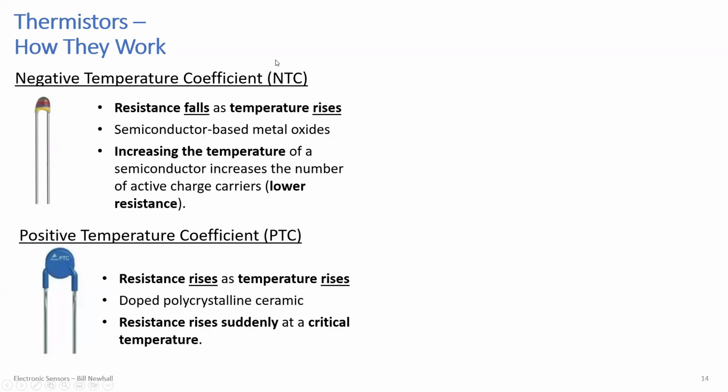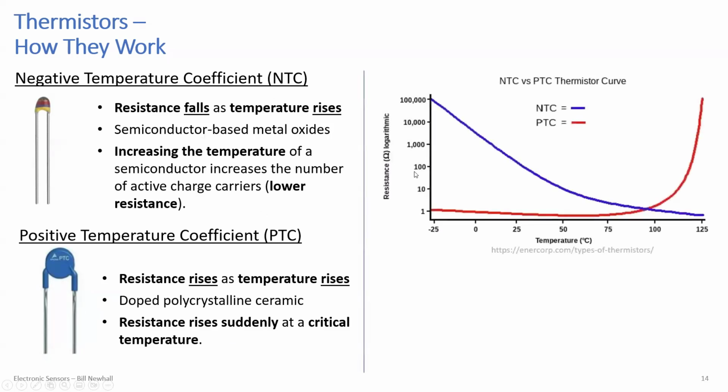So if we plot these two, the NTC and PTC, on a plot that shows resistance on the left, and this is temperature. So this is resistance versus temperature. The NTC is the blue line here. And you can go look at this website. You can see lots of information on this. I grabbed this plot from there.